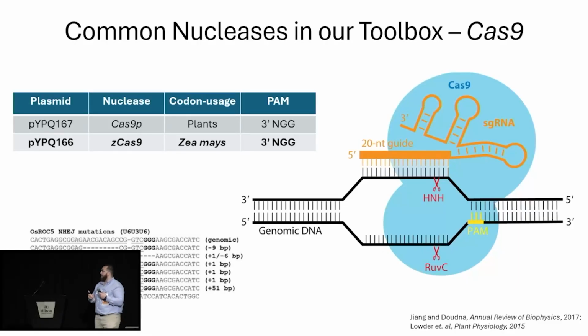We also have Cas9P, plant codon optimized, and we typically use this for expression in dicots. Cas9, of course, very efficiently results in insertions and deletions in plants, usually single base pair insertions or small deletions, and it uses a 3' protospacer adjacent motif, or PAM, of NGG.